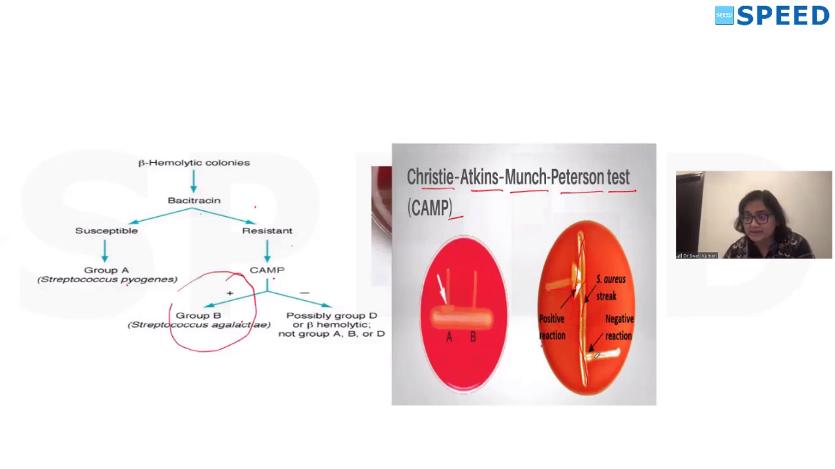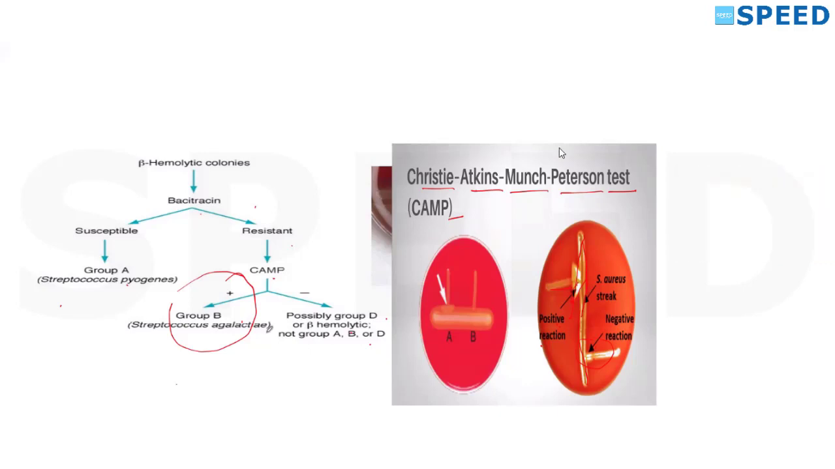If it is negative, this is your negative. If it's negative, it is your other group, group D, not A and B. A is your pyogenes, because of bacitracin, you have already divided. Now for bacitracin resistant, you divide on the CAMP basis: CAMP positive is agalactiae, and negative is possibly group D.